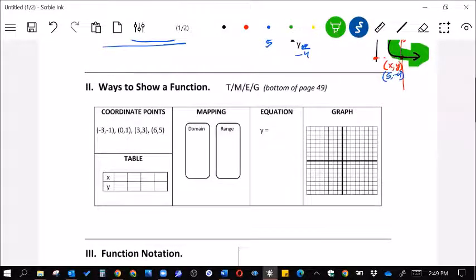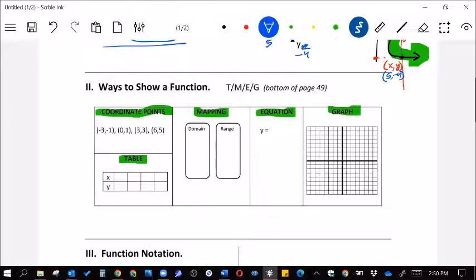So this next part is as if it was from the textbook. You have to know that there are these different ways to show a function. There's using coordinate points, there's making a table, there's doing mapping, there's making an equation, and there's graphing it. So let's take using these points. These coordinate points here, we're going to use them to fill in the other things. But this can show a function as long as each x value has only one y value.